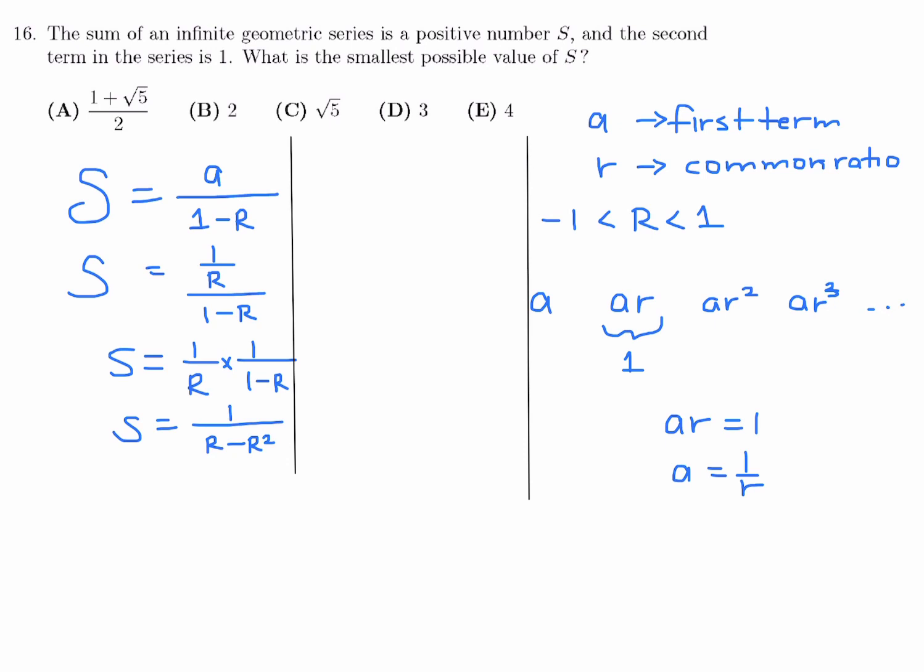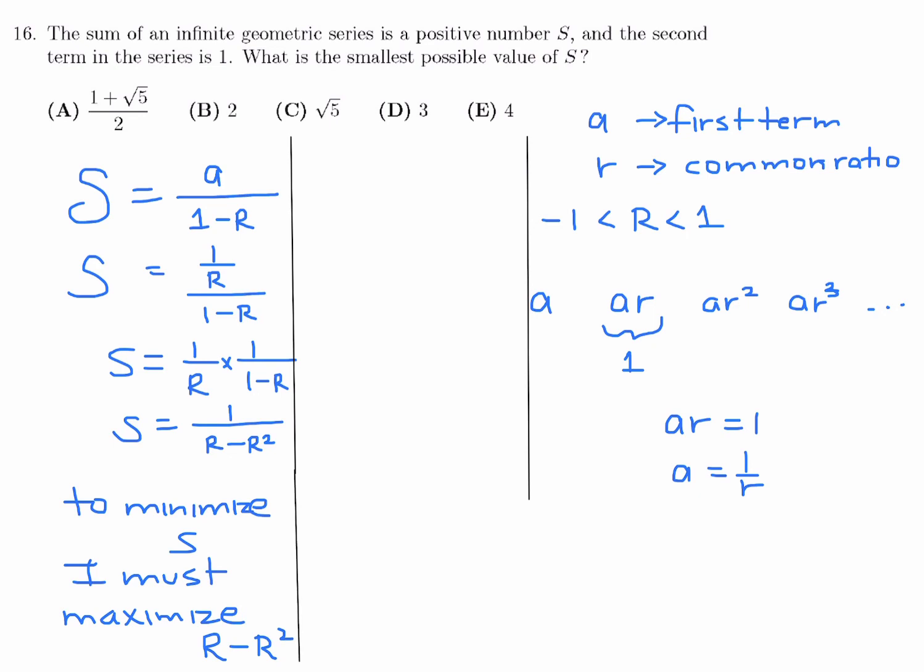But I do know one thing, that if I make this denominator as large as possible, then s will be as small as possible. So to minimize s, I must maximize the denominator, which in this case is r minus r squared. I think that will be sufficient. Okay, so let's now concentrate on trying to maximize r minus r squared.